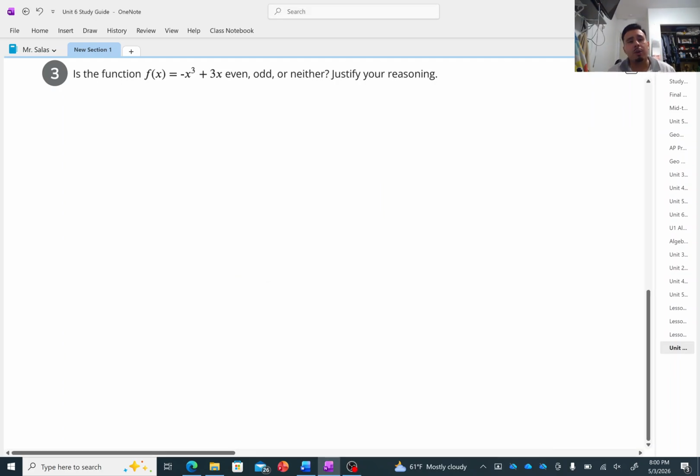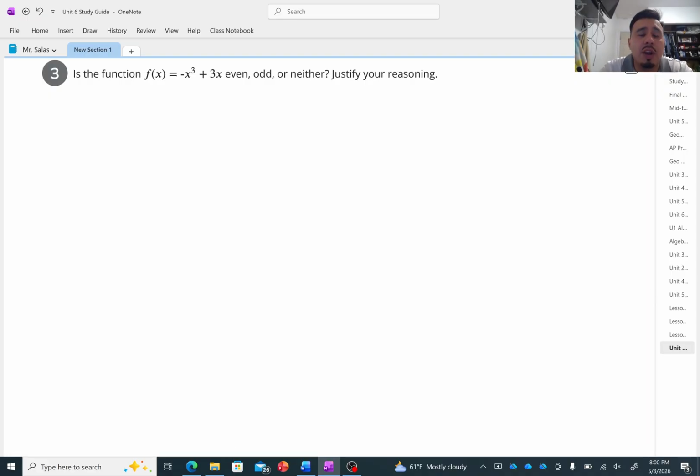We're going to be looking at number 3 from checkpoint A. Alright, so f of x is equal to negative x cubed plus 3x. Is it even, odd, or neither? Justify reasoning. Let's see what happens here.